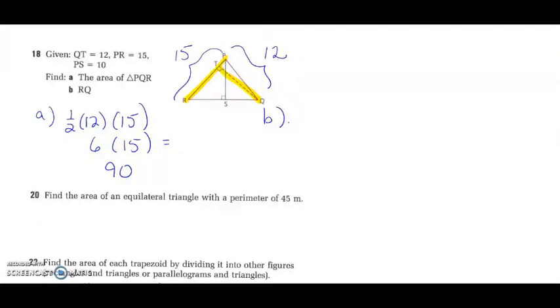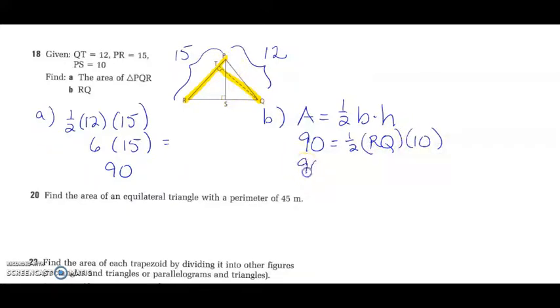And then to find the area, I know it's 1/2 the base times the height. I already know this area is 90. I'm asked to find RQ, and they told me PS was 10. 90 divided by 5, RQ is 18.